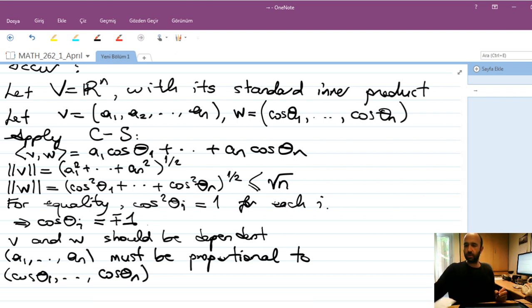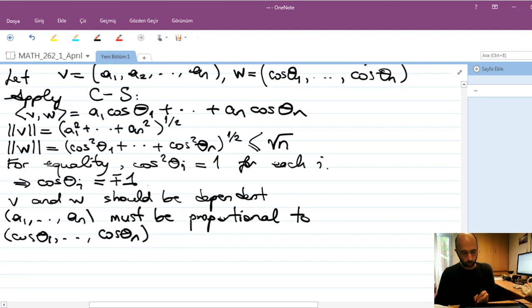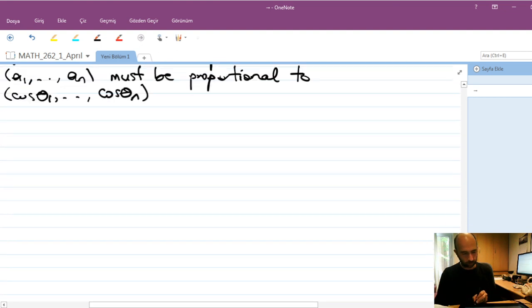Okay, this was just an example of the usage of Cauchy-Schwarz to prove an inequality. And this is kind of a nice subject, and you can produce very interesting examples. Actually, there are whole books dedicated to using Cauchy-Schwarz in interesting ways. Okay, let's not go too much deeper into that.